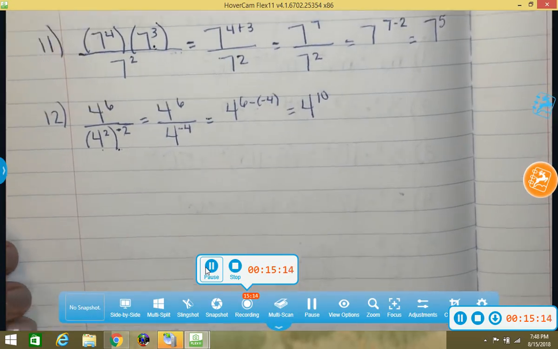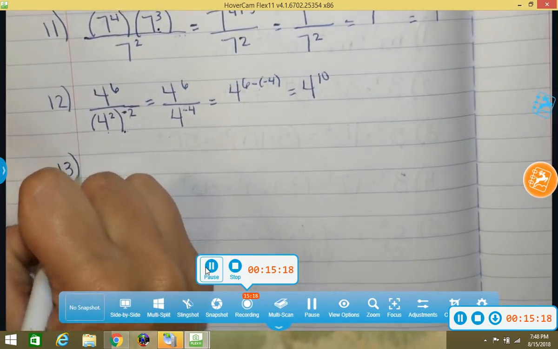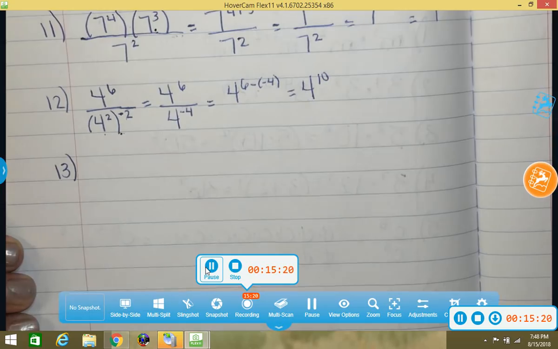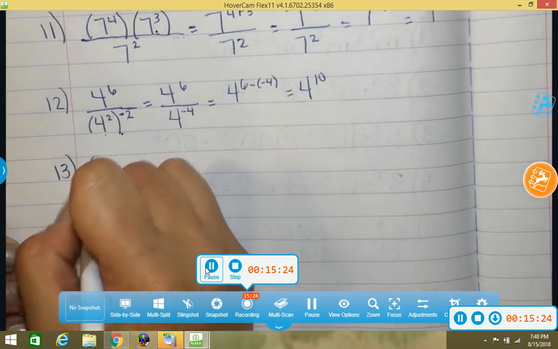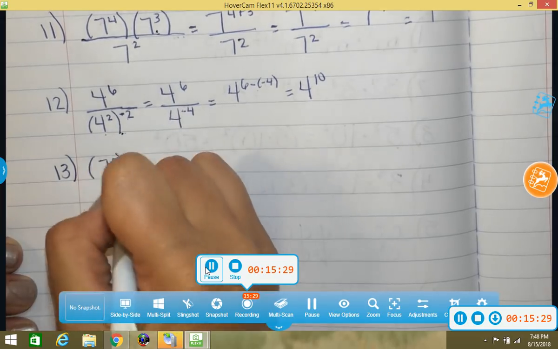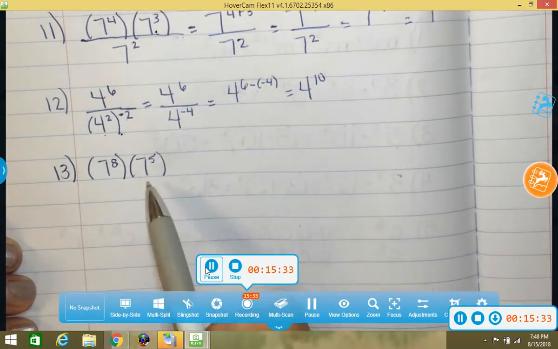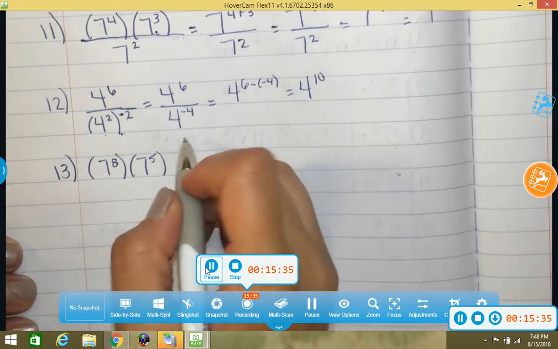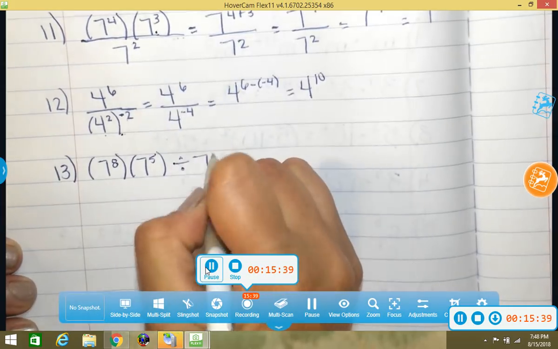Alright, this next one that we're going to look at is one like we've already done. It's just written a different way. So you're going to have 7 to the 8th power times 7 to the 5th power, and instead of using the fraction bar like we did with number 11, we're just going to say divided by 7 to the 10th power.